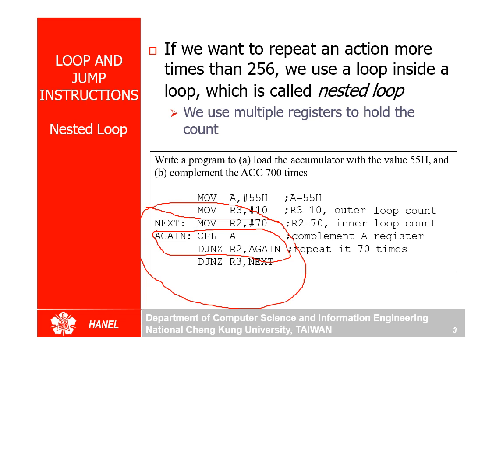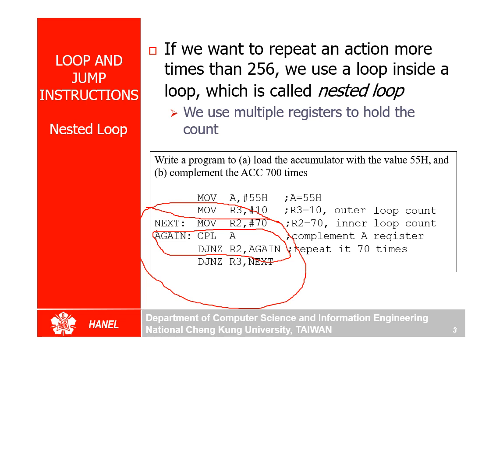Okay, now MOV R2, #70, R2 gets 70. Then CPL A, DJNZ R2, where R2 is 70. So this process will be repeated 70 times, right? After repeating 70 times, R2 will become 0, and it will come here. DJNZ R3, next. R3 was 10, now R3 becomes 9, and again it will go here. Now what is R2? R2 is again 70. So this will be again repeated 70 times.